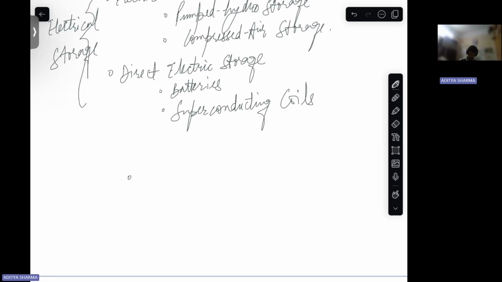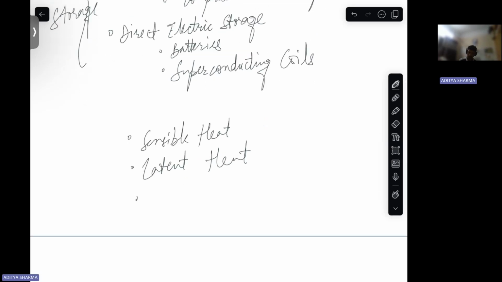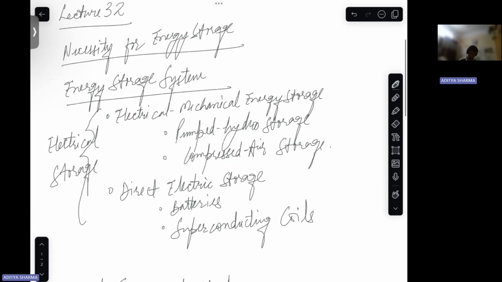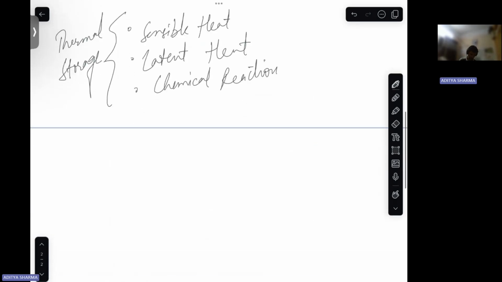Then you can store energy in the form of sensible heat, in the form of latent heat, in the form of chemical reactions: in the form of endothermic reaction you can save, and then you can take heat in the form of exothermic reaction. So this is your thermal storage, correct? So these are your broad energy storage system types.